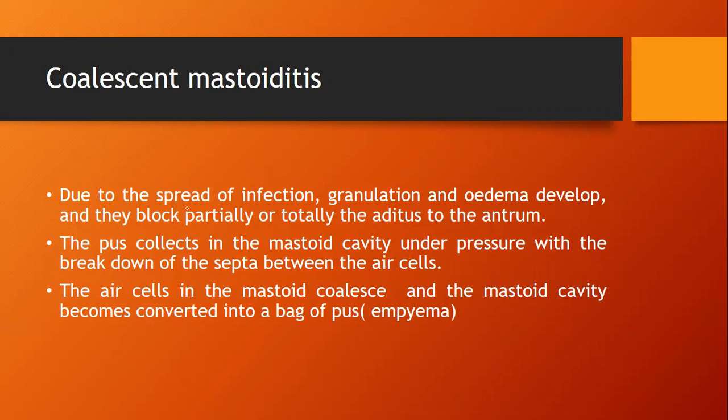Coalescent mastoiditis is due to the spread of infection; granulation and edema can develop and block partially or totally the aditus to the antrum. The pus collects in the mastoid cavity under pressure with the breakdown of septa between the air cells. The air cells in the mastoid coalesce, and the mastoid cavity becomes converted into a bag of pus. The initial catarrhal stage is pus formation; the complete pus-filled cavity is the empyema stage of coalescent mastoiditis. This stage is empyema of the mastoid cavity due to complete blockage of the aditus.